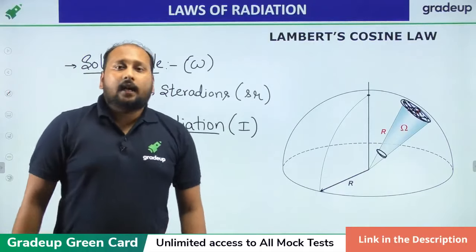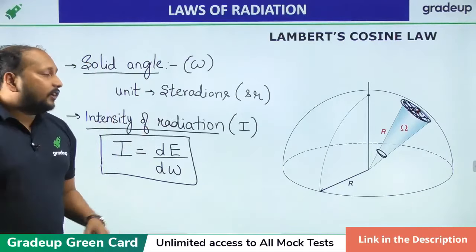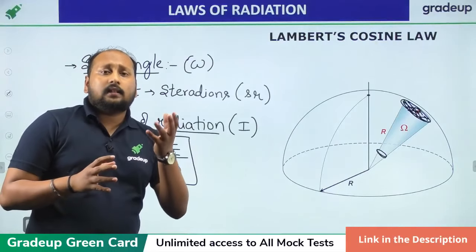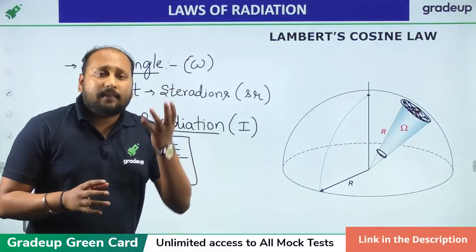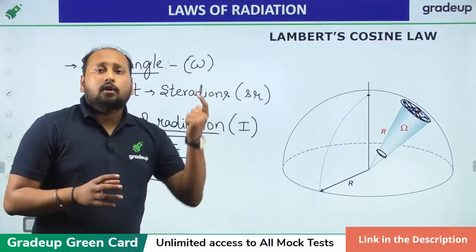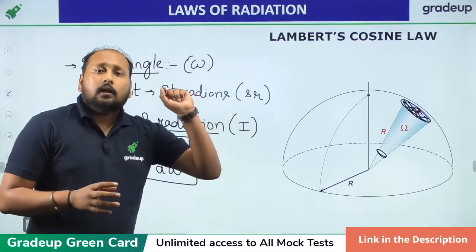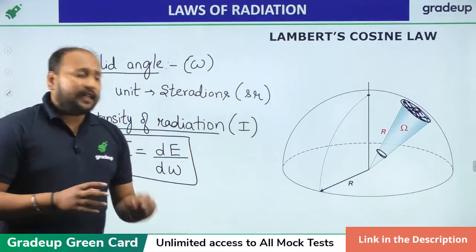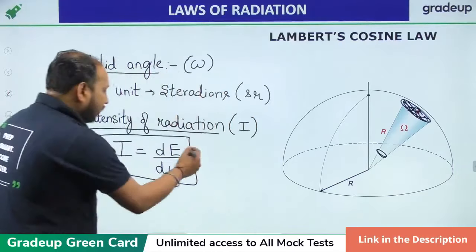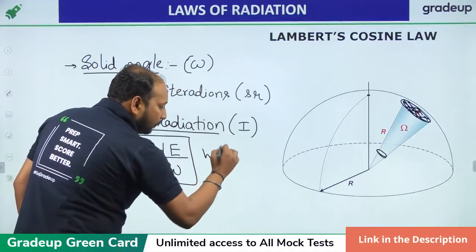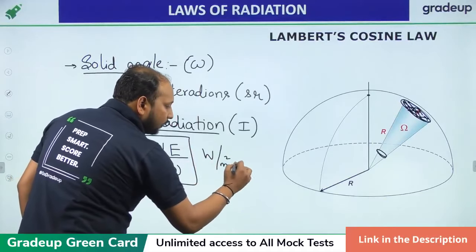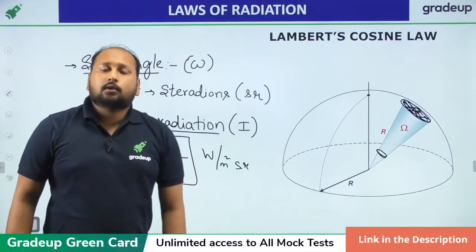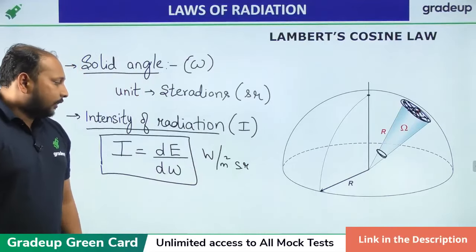I am repeating once again. What is intensity of radiation? Intensity of radiation is basically the amount, or we can say the magnitude, of emissive power in any direction per unit solid angle per unit area. So if I want to write the unit of this I, it will be watt per meter square steradian. Fine? Clear?